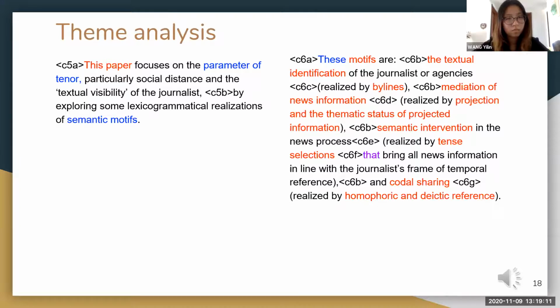Sentence 6b has several topical themes, such as textual identification, mediation of news information, semantic intervention, and codal sharing. For the rest of the sentences, they either work as the elaboration or extension for 6b. Specifically, anything after realized by is the topical theme. And here's a picture of the theme analysis.